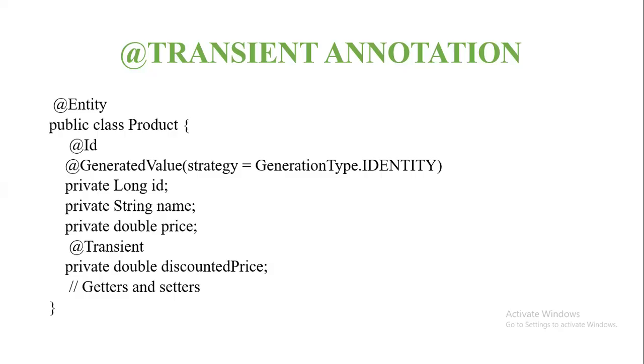And we have two other attributes, name and price. They are not annotated with any annotation, so they will be considered normal fields. Now we come to the field called discounted price, which was annotated with @Transient. So it's not considered a field or column in the database. Later you need to create getters and setters and everything. So this is a simple example for our transient annotation.